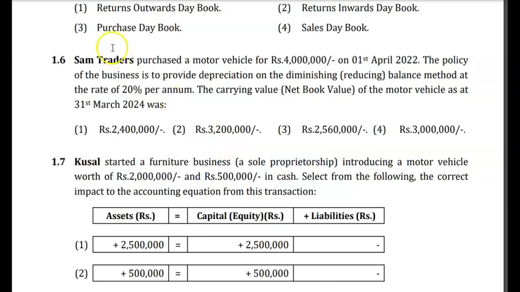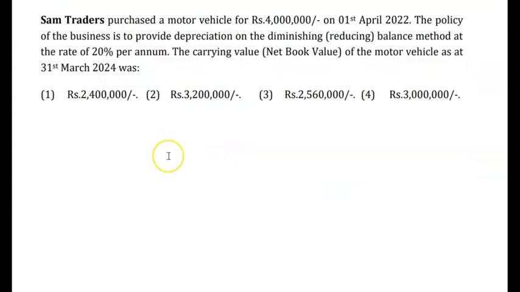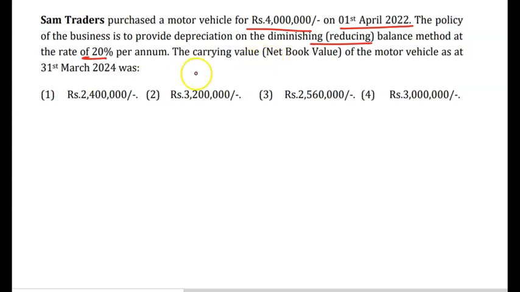Let's do this in our separate whiteboard. So this is the question that I have transferred to the whiteboard. Let us do this question. So Sam Traders purchased the motor vehicle for 4 million rupees on 1st April 2022. It's a reducing balance method, and 20% per annum is the depreciation rate, and the carrying value they are asking on 31st March 2024.